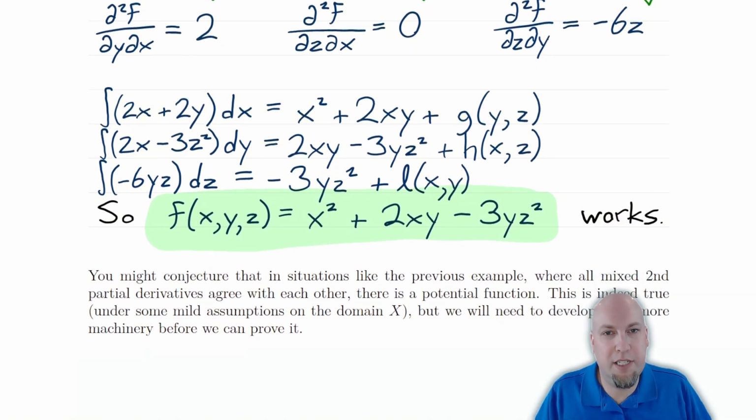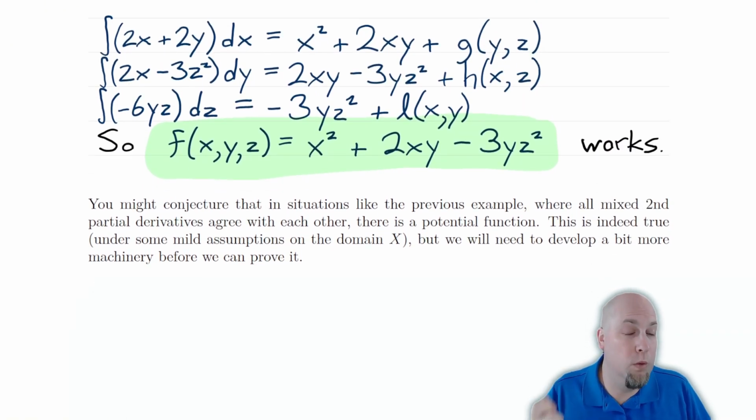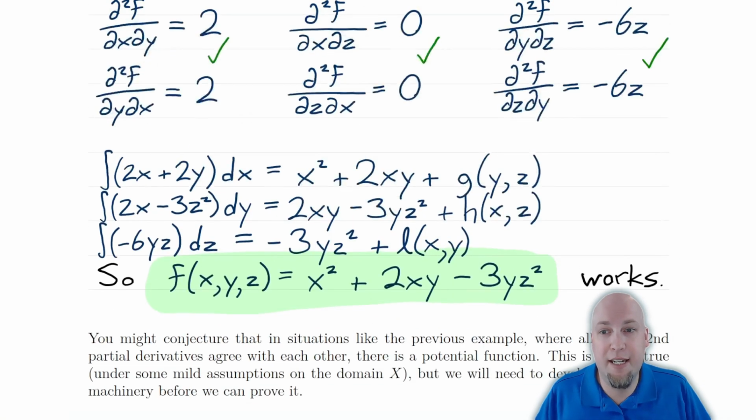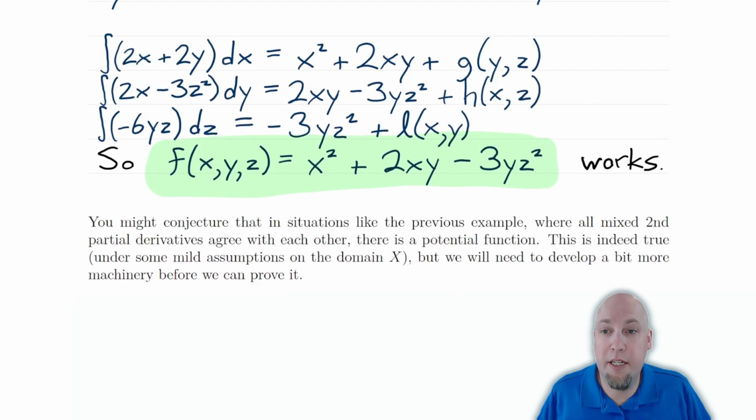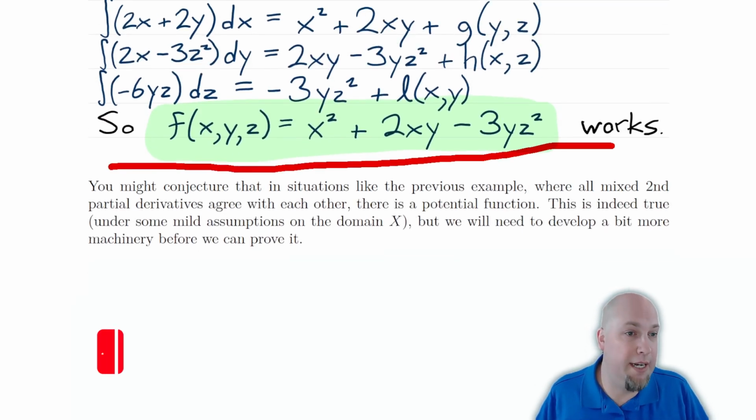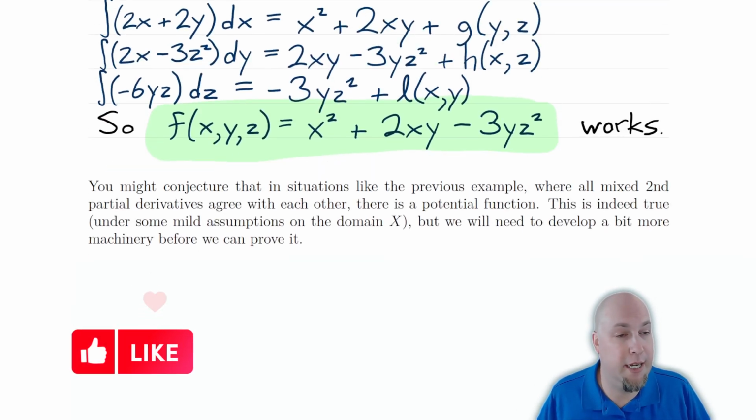And it turns out this procedure will always work for you. As long as the mixed second partial derivatives up here match with each other, then you can always do this integration stuff to find your scalar field, your potential function that's hiding in the background.